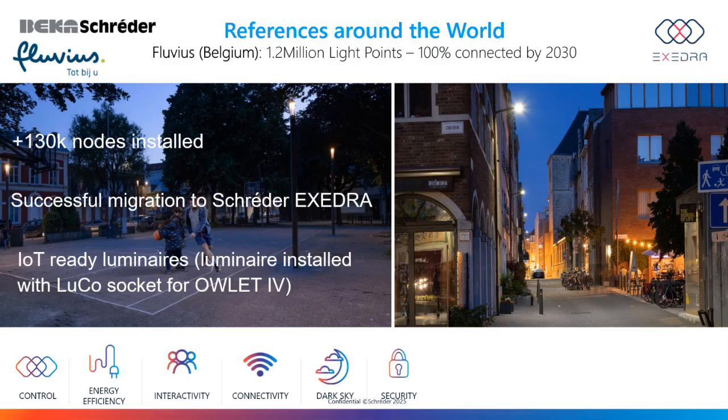Just a use case that I just wanted to have reference to. So globally, Fluvius is the energy supplier in Belgium. They're looking to have 1.2 million light points all connected by 2030. They already have over 150,000 nodes installed. And the nice thing with this is that you can have IoT and Exedra ready luminaires from us.